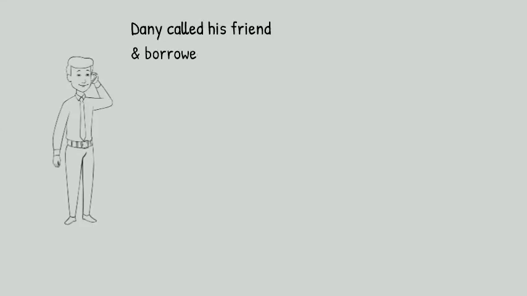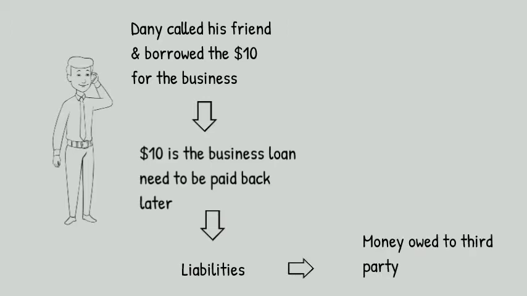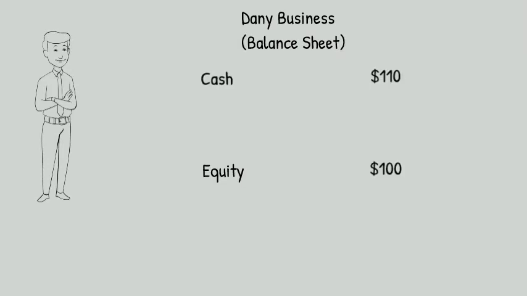Dany called his friend and borrowed the $10 for the business. So this $10 is now a business loan, which needs to be paid at a later stage, and is called liabilities in accounting, which is the money owed to a third party. Let's go back to Dany's business balance sheet and see what happened. Now a new section will start showing liabilities, which has the $10 business loan.